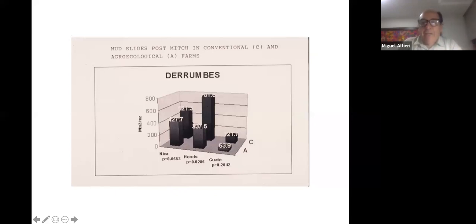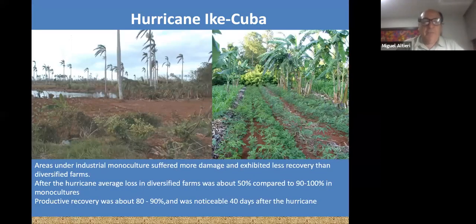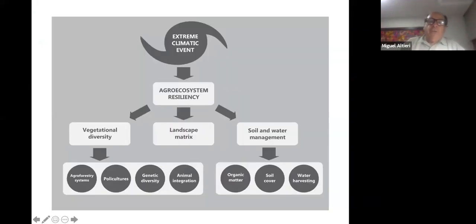And the same thing has happened in Cuba. There is some research that has been done after, for example, Hurricane Ike. These are the monocultures that were totally wiped out by the hurricane, whereas the more diversified agroforestry systems with complex hedgerows and windbreaks and so on didn't suffer as much as the monoculture systems. So what we're seeing is that the agroecosystem resiliency is very much associated with the vegetational diversity of the system.